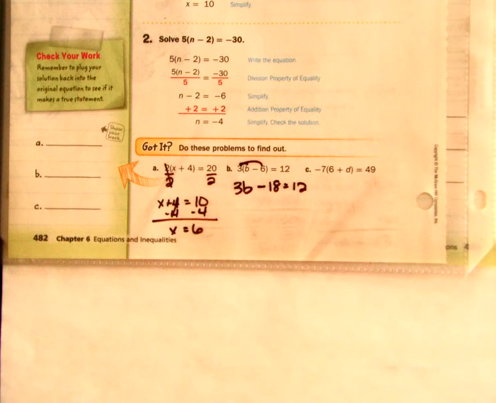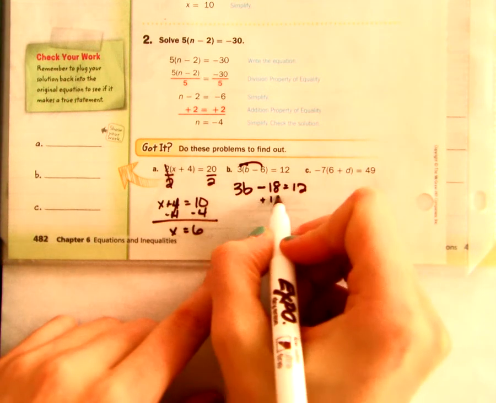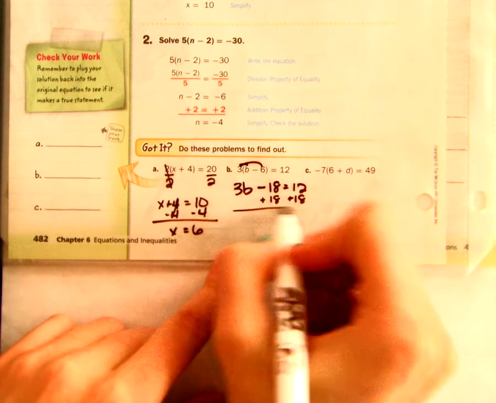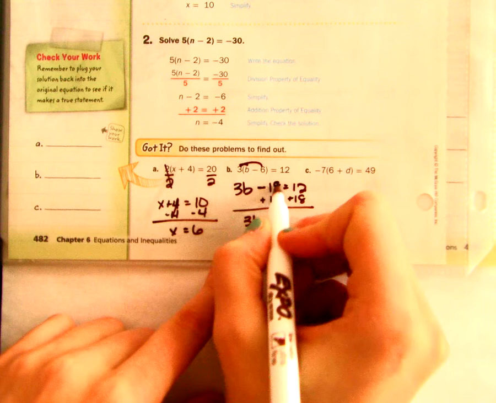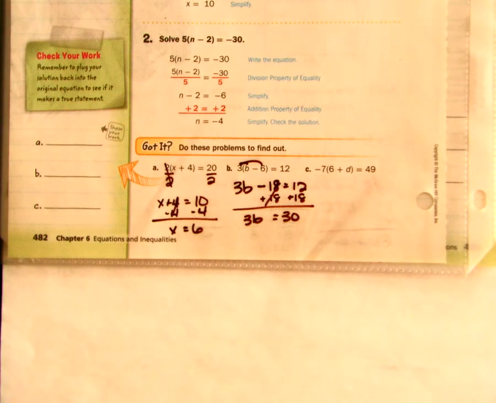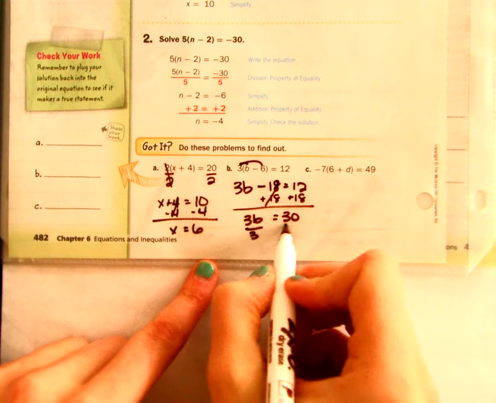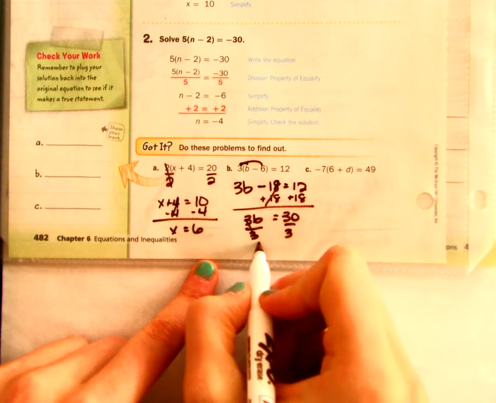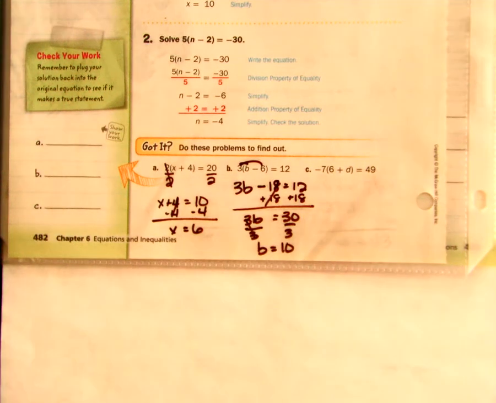Now we have a two-step equation like we solved the other day. So first I'm going to bring over my constant. Since I am subtracting 18, I'm going to add 18 to both sides. So I have 3b equals 30. And then since I'm taking 3 times b, I'm going to do the opposite of multiplying, which is dividing. So if I divide one side by 3, I have to divide the other side by 3. So b equals 10.